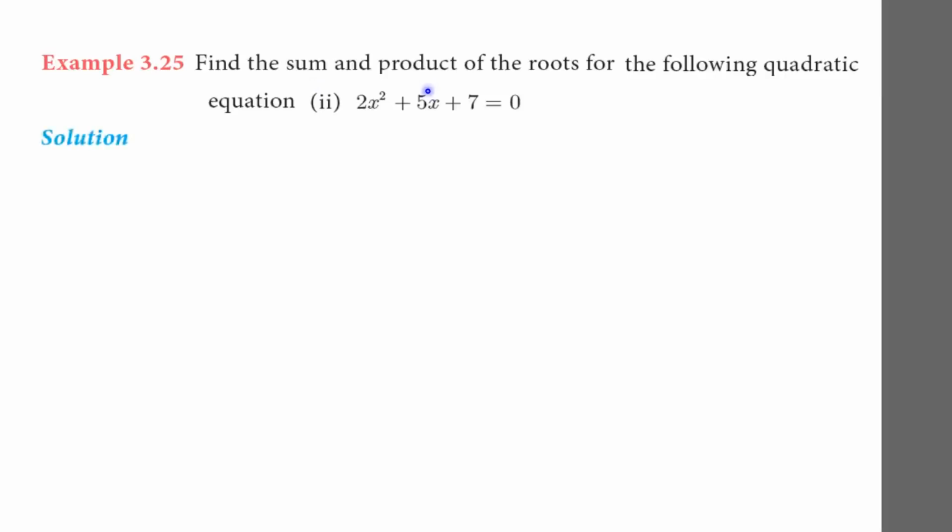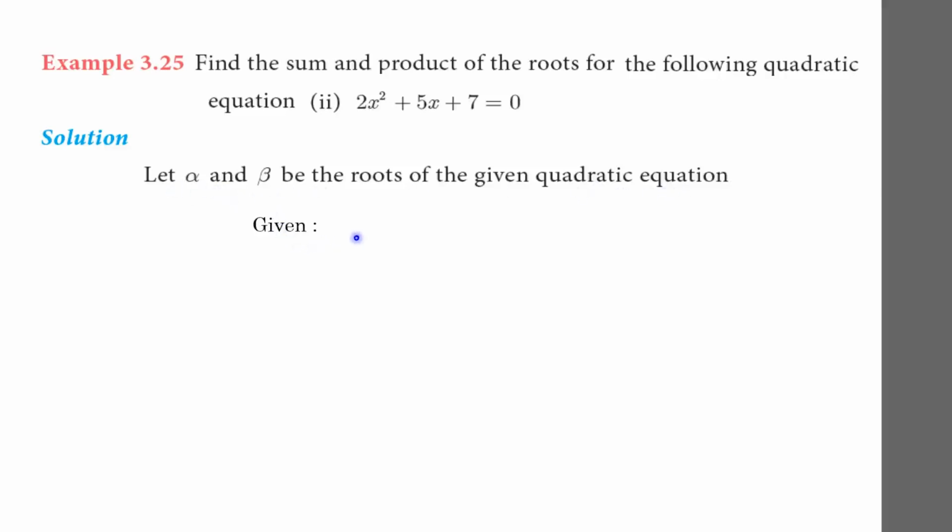See the solution. First you have to write the given data. Before that, let alpha and beta be the roots of the given quadratic equation; we are taking that ourselves. Okay, next you have to write the given data: 2x square plus 5x plus 7 equal to 0. Here the coefficient of x square is taken as a, so a value is 2. And the coefficient of x is taken as b. So b equal to 5 and c equal to 7.